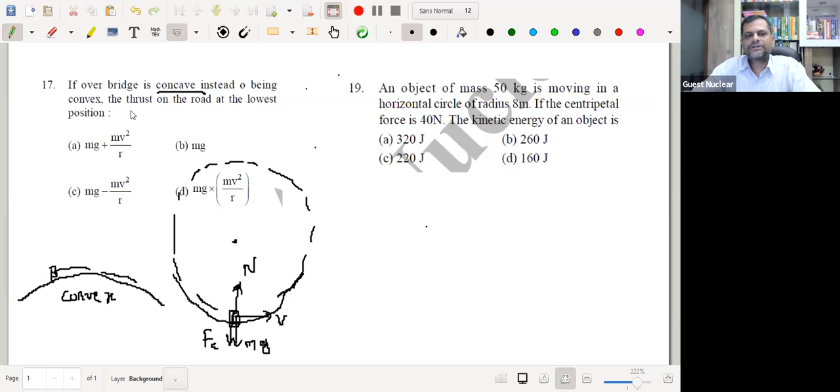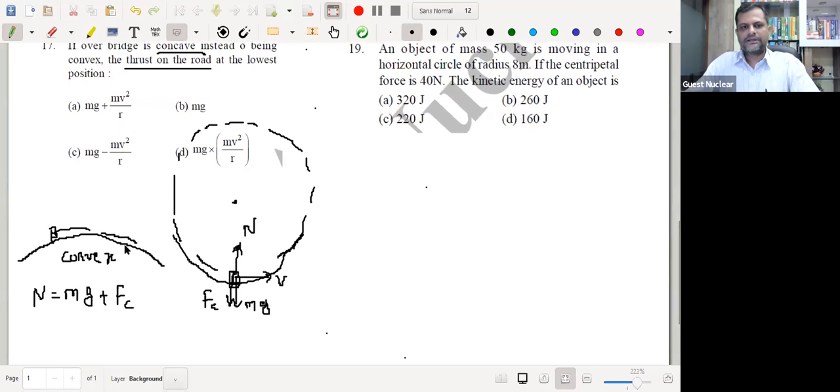So the thrust on the road surface, that is the normal reaction in this case, we have to find out. That will be equal to Fc plus mg. ये हम समझ सकते हैं आराम से। So this mg plus Fc will be the thrust, and if we simplify this further, क्योंकि हमको पता है Fc का वैल्यू mv square upon r होता है, तो इसलिए यहाँ पे N is equal to mg plus mv square upon r. That is present in option A, which is going to be the correct one.